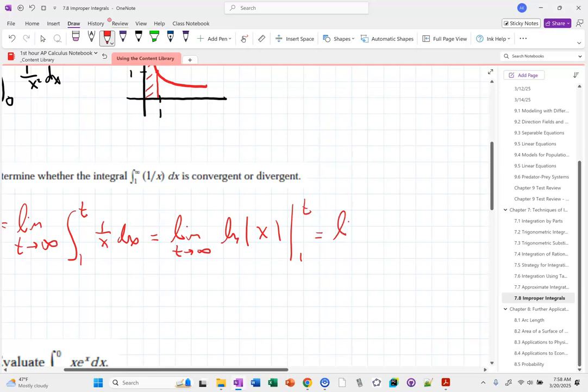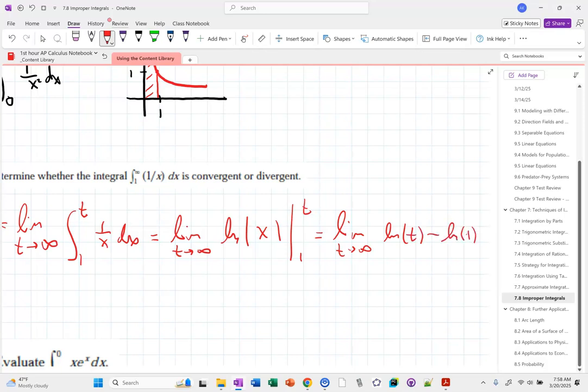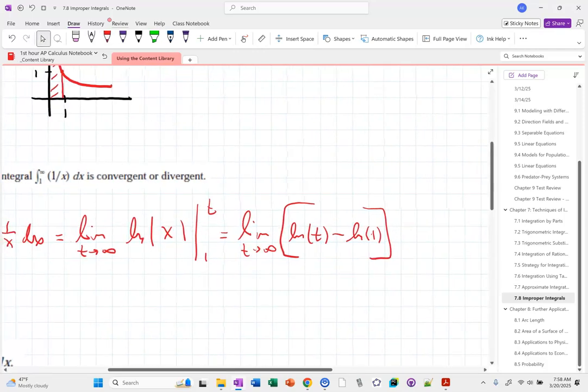Okay, so that's the limit as t approaches infinity of the natural log of t minus the natural log of 1. Now I dropped the absolute value. Why was I able to drop the absolute value here?